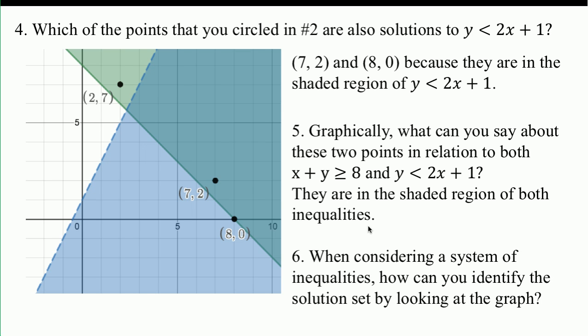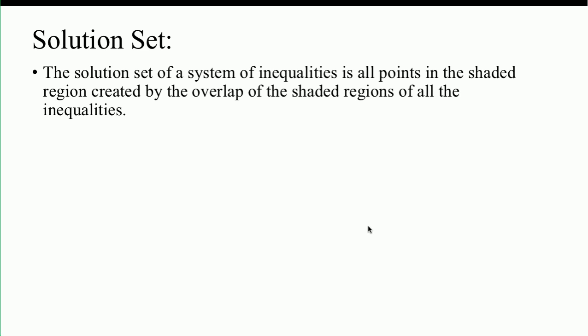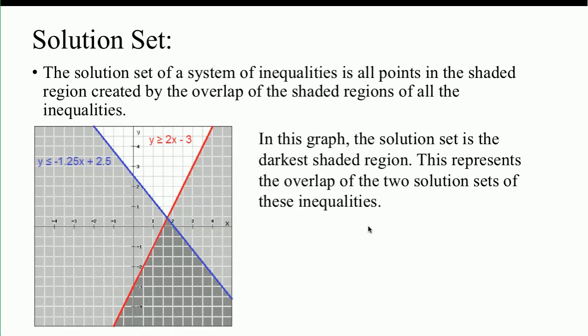Number 6 says, when considering a system of inequalities, how can you identify the solution set by looking at the graph? To answer that question, we'll give a definition of a solution set. The solution set of a system of inequalities is all points in the shaded region created by the overlap of shaded regions of all of the inequalities. In this graph, the solution set is the darkest shaded region. This represents the overlap of the 2 solution sets of these inequalities.